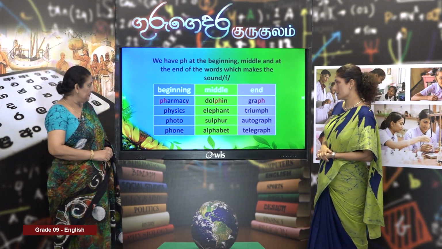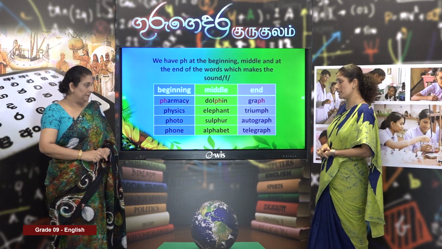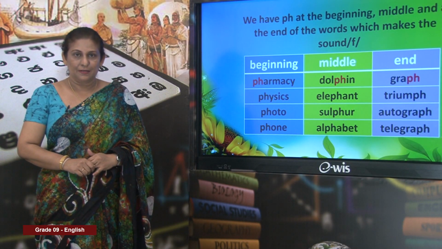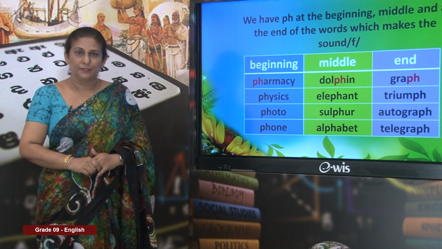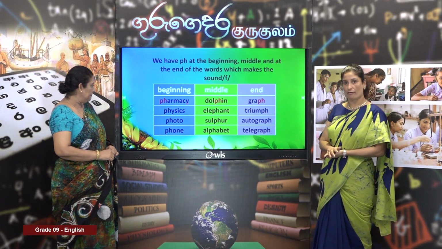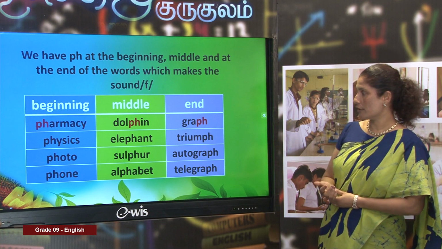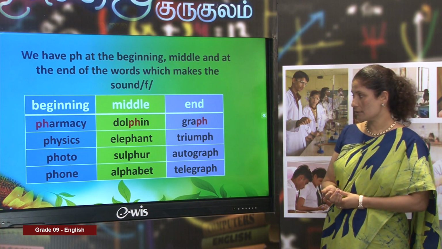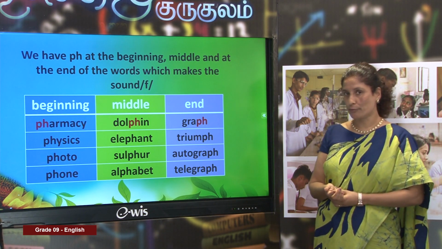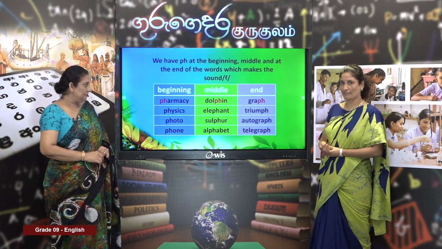We are going to the next column, PH at the mid position. Now Ms. Nirmala will read that as well. Dolphin, elephant, sulfur, alphabet. Thank you, Miss Nirmala. There, children, again we have PH but in the middle, right? Dolphin, elephant, sulfur, alphabet. I hope you got that. Read with us. Join us in reading.